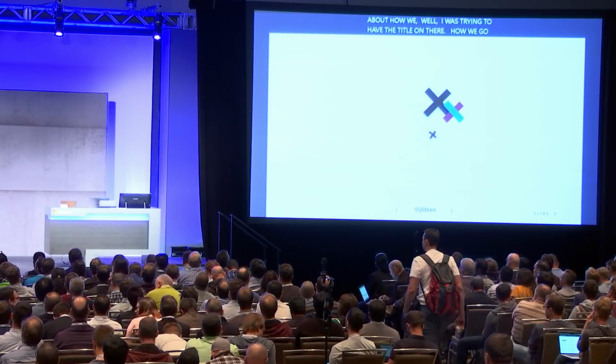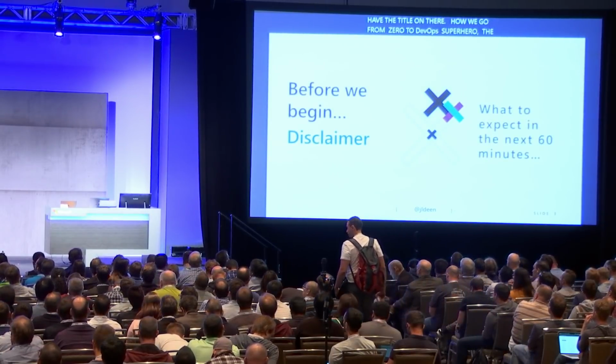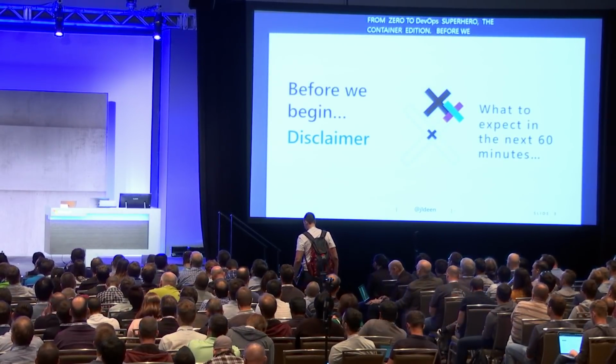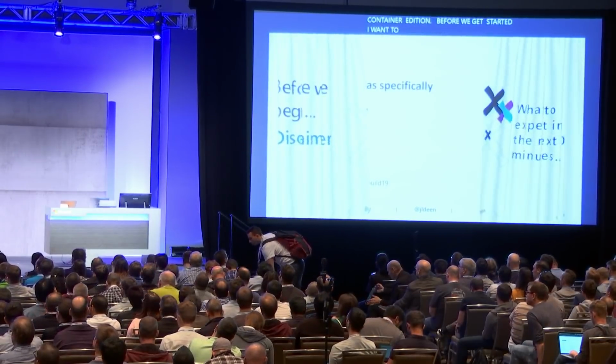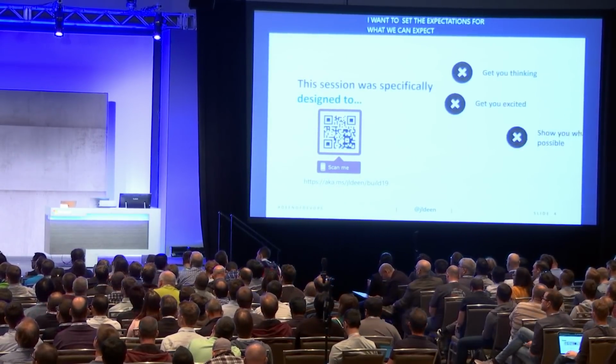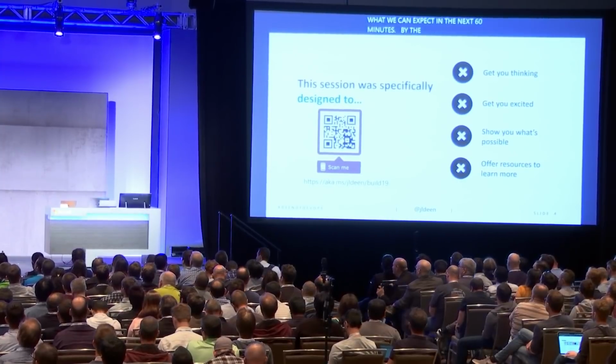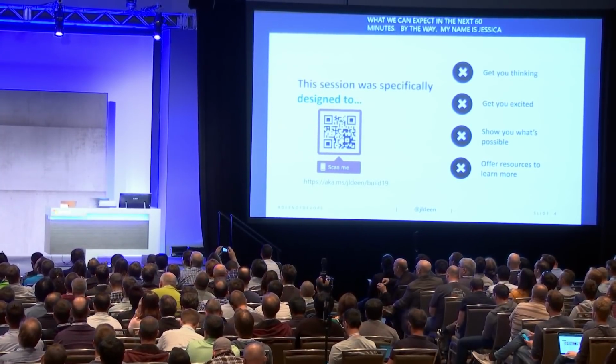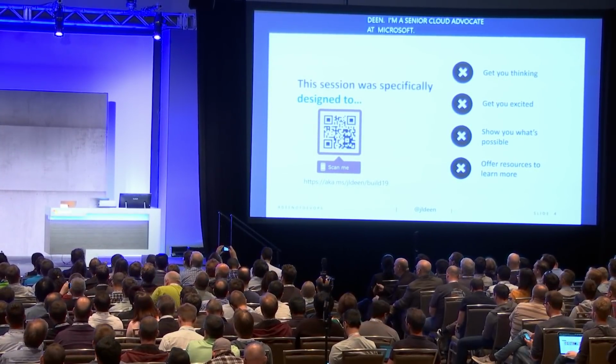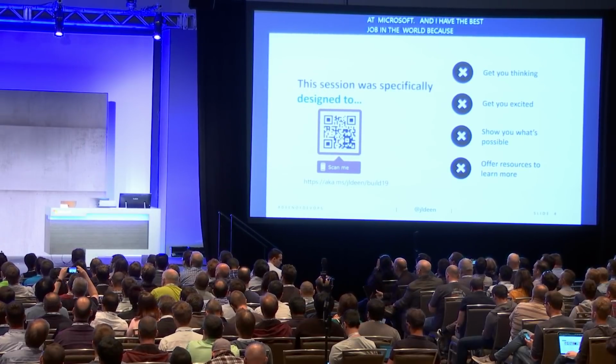Before we get started, I want to set the expectations for what we can expect in the next 60 minutes. By the way, my name is Jessica Dean. I'm a senior cloud advocate at Microsoft, and I have the best job in the world because this is what I get to do. I get to be an engineer and hang out with all of you.